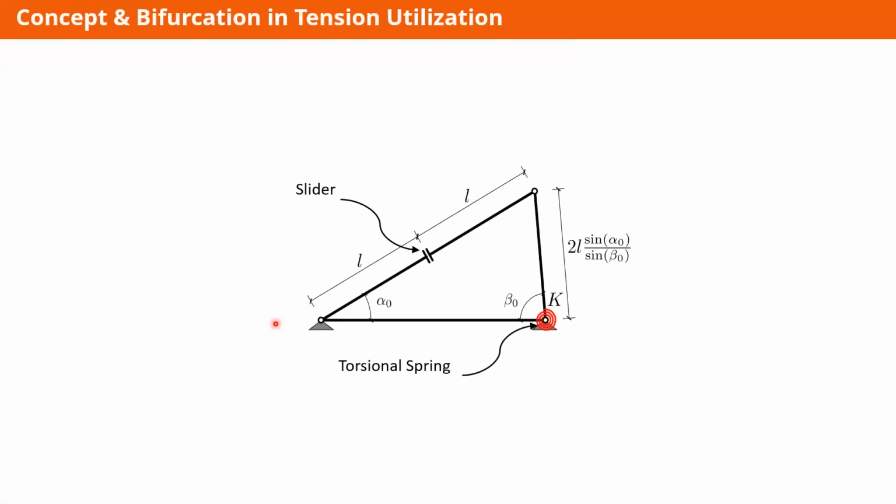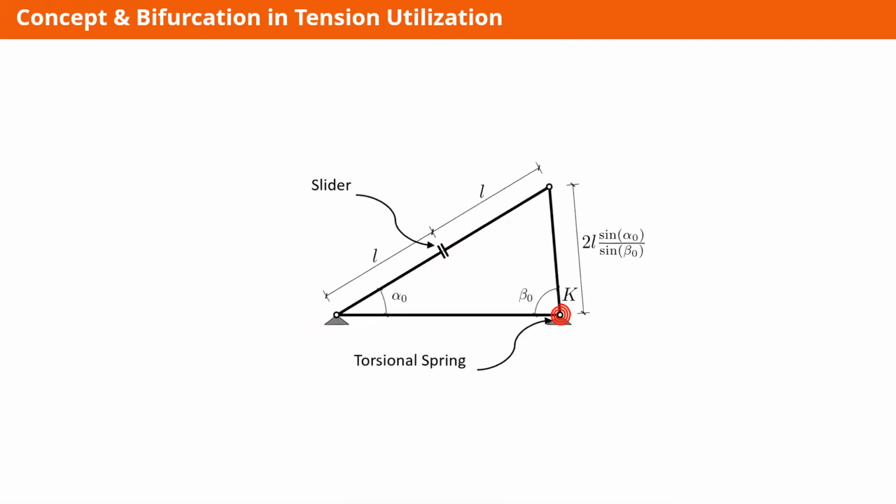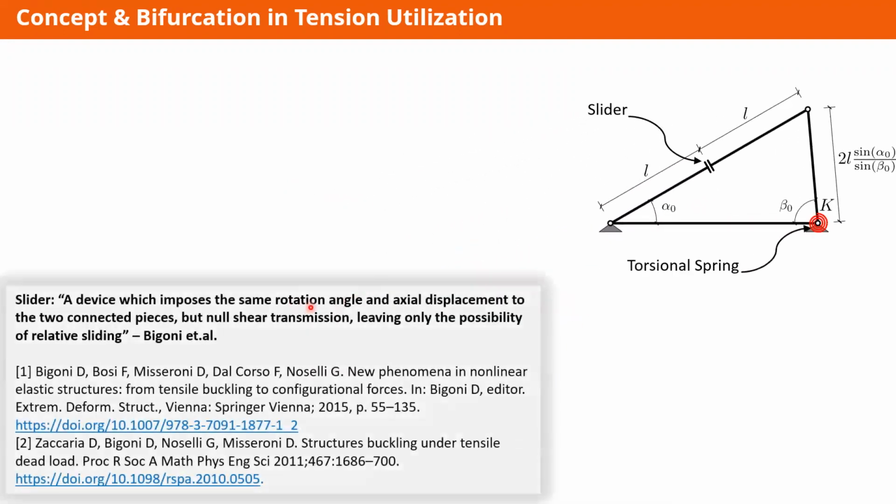The concept that we have developed consists of a simple triangular structure that is comprised of rigid bars connected with hinges, and a torsional spring is incorporated in the lower right node of the system. In the bar in front of it, we have incorporated a slider, which divides this bar into two equal parts. The slider is a device which imposes the same rotational angle and axial displacement to the two connected pieces. It allows for relative sliding, but without transmitting the shear force.